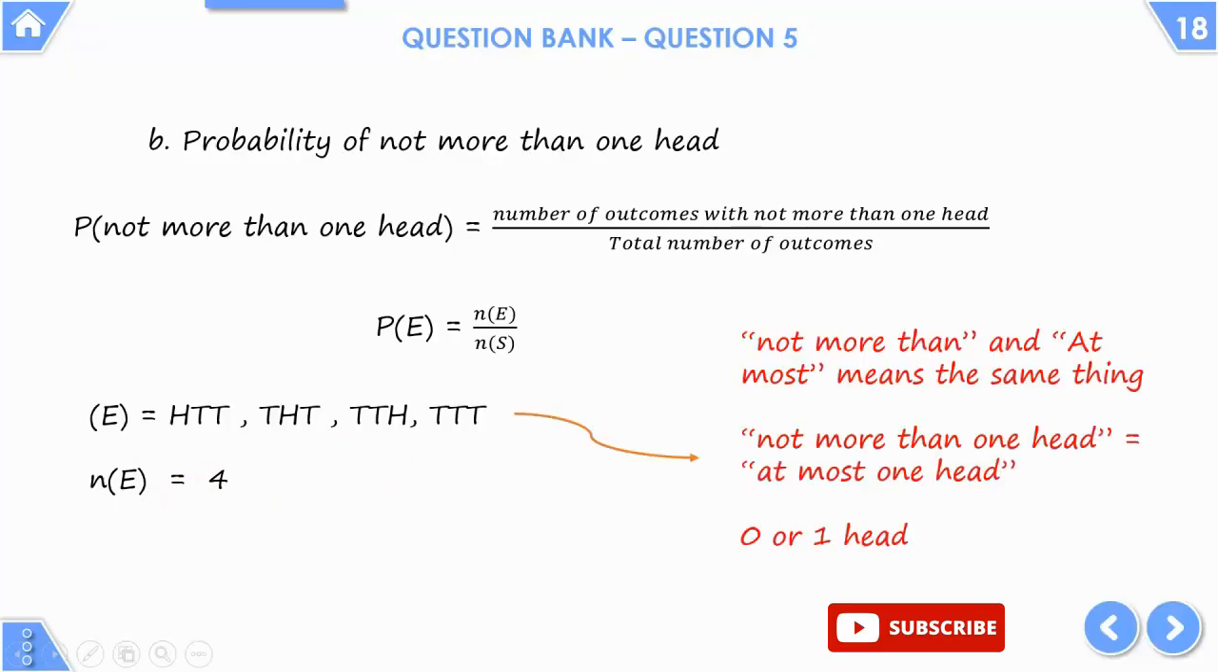4 out of, you see, not more than. So I need you to pay very much attention to this side. Not more than and at most mean the same thing. So not more than one head means at most one head. So at most is 0 or 1. So take note of that. Many would not consider the TTT as part of it. So we have 4 out of 8, which is 1 out of 2.